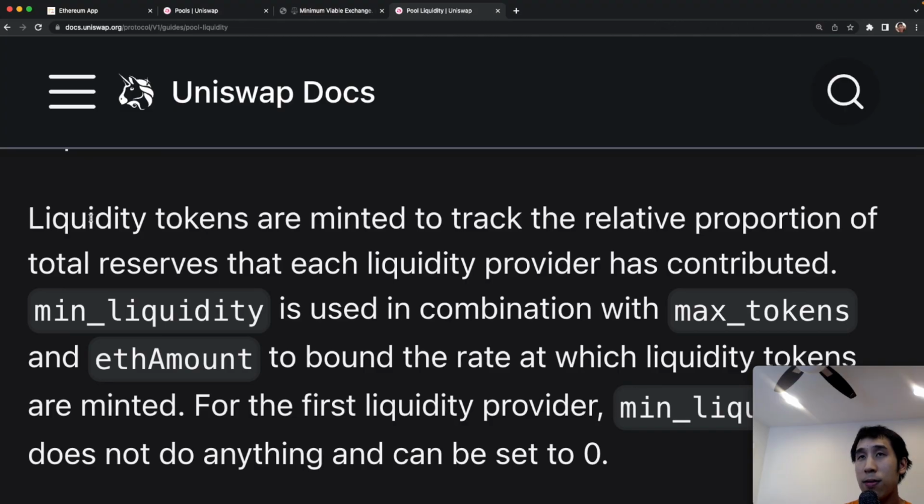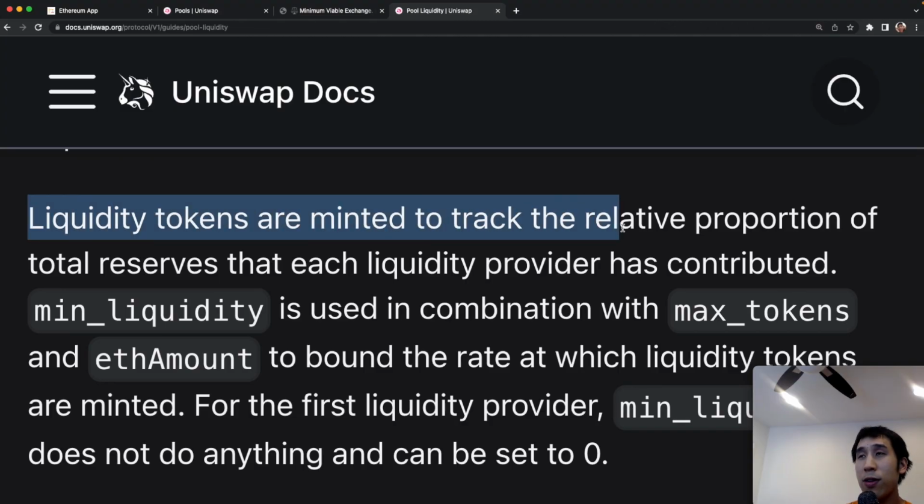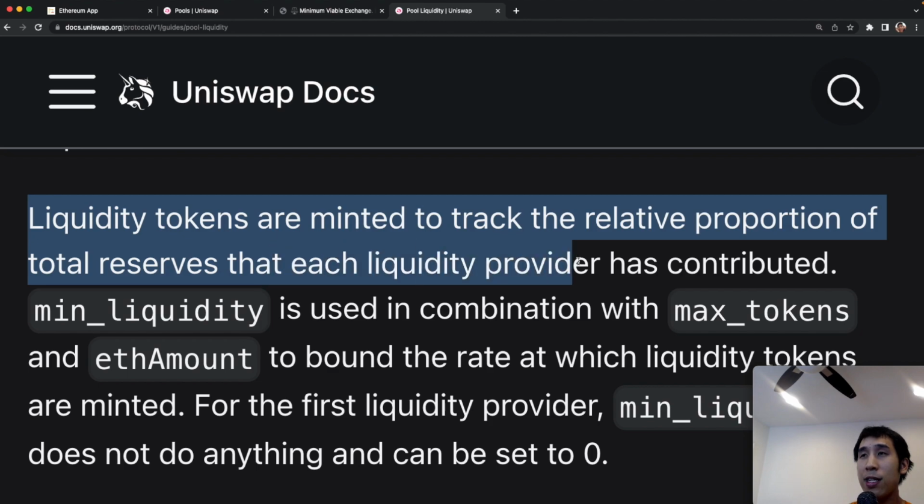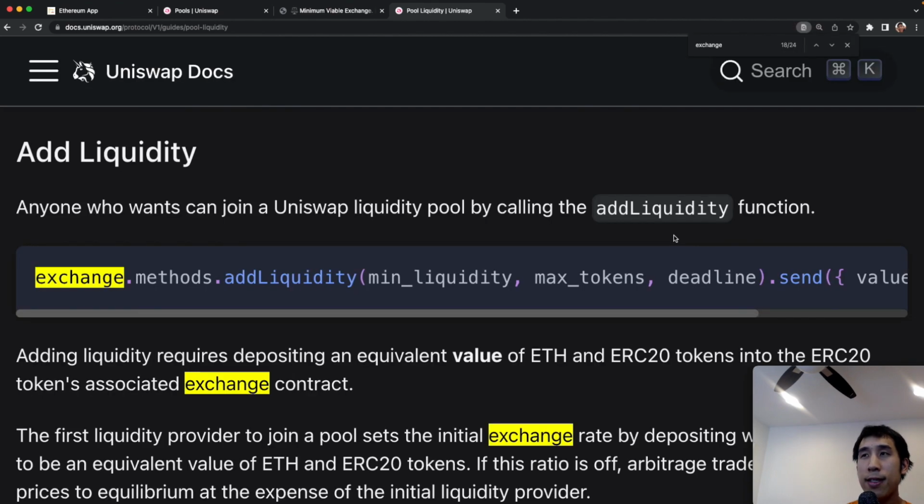As we can also see in the Uniswap documentation, liquidity tokens are minted to track the relative proportion of total reserves that each provider has contributed. In real DEXs, the exchange rates are constantly changing as people are always swapping tokens and depositing liquidity into the DEX. Therefore, Uniswap also offers additional arguments that you can use when making a deposit. For example, max tokens, which specifies the maximum number of tokens that you want to deposit along with your Ether. The deadline specifies the time within which you have to make the deposit. This way, if the exchange rate changes drastically, you won't be surprised if you make a deposit that makes you deposit more tokens than you expected.